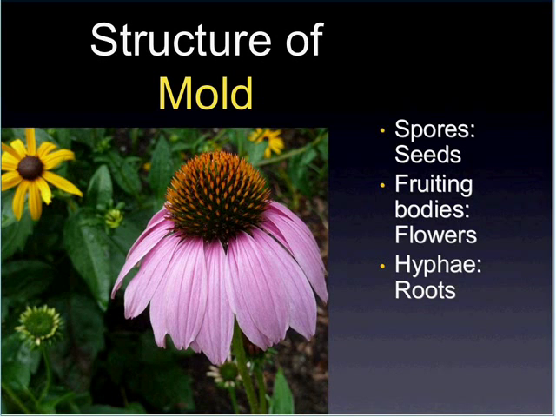It is estimated that there are nearly 500,000 species of mold, only a small fraction of which have actually been identified, grown in the laboratory, and named.